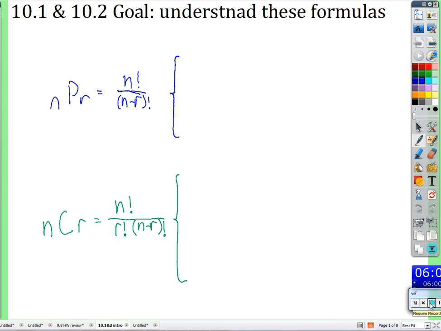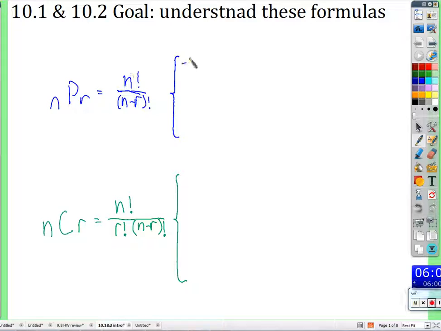Okay, so our couple of goals today would be to understand these formulas, what all this stuff means, and when we use them. Are those exclamation points? Yes, they are. They mean something different in math than they do in English. Nothing to do with being emphatic about anything.